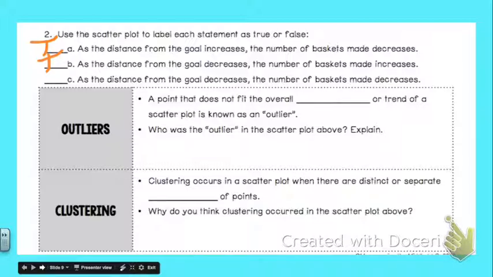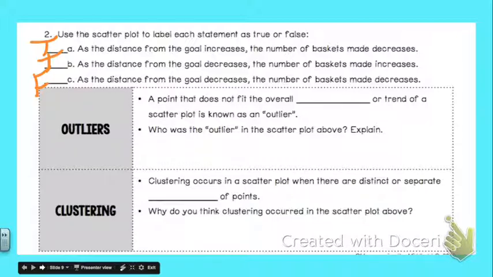And as the distance from the goal decreases, the number of baskets made decreases, and that's false. Because as you can see, the further away, the fewer baskets that were scored. So the number of baskets decreased as well.